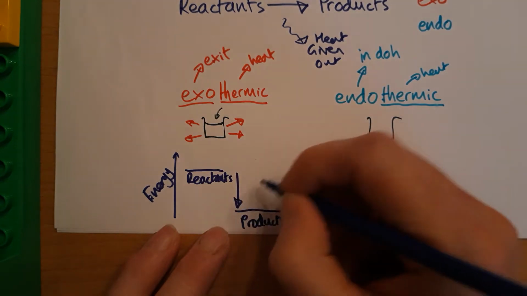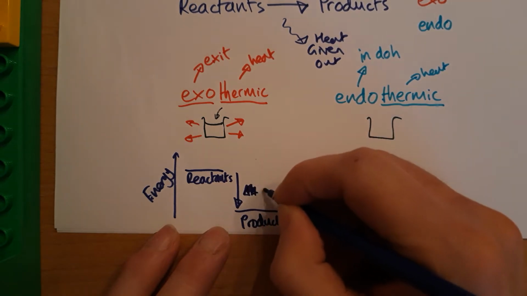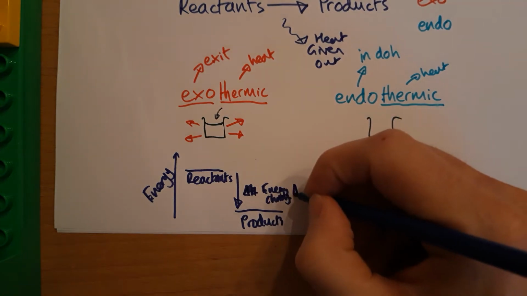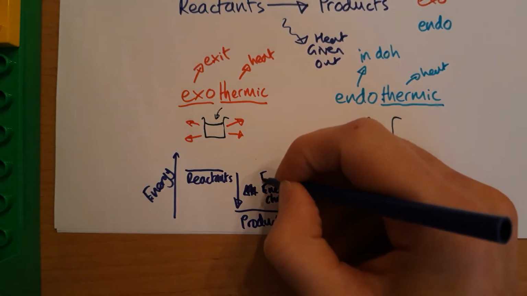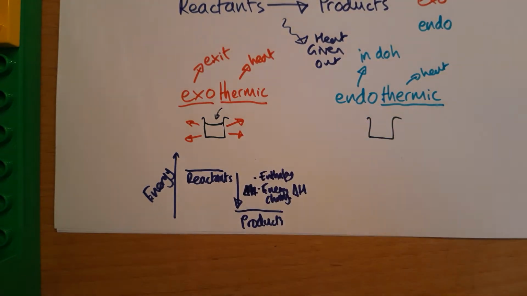Now this is sometimes known as delta H, or we can write it as energy change, or it can be known as enthalpy change. But you'll see all of these things in your notes. So delta H, and it can be energy change. It can also be known as enthalpy change, which is a bit more A level, but you'll see it in some of these questions. Enthalpy or energy change.